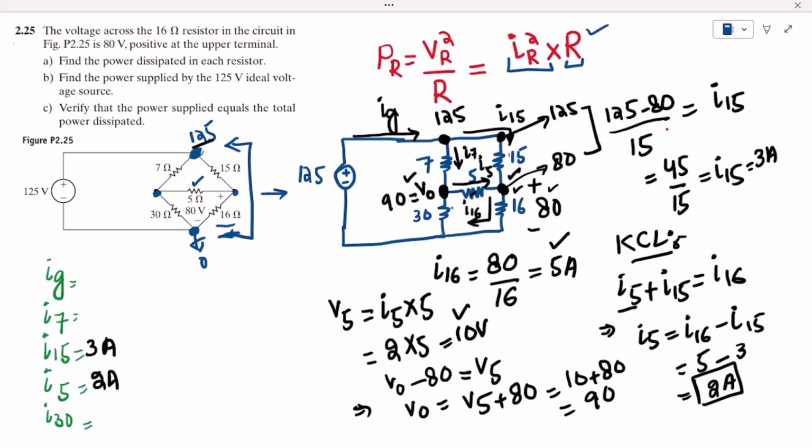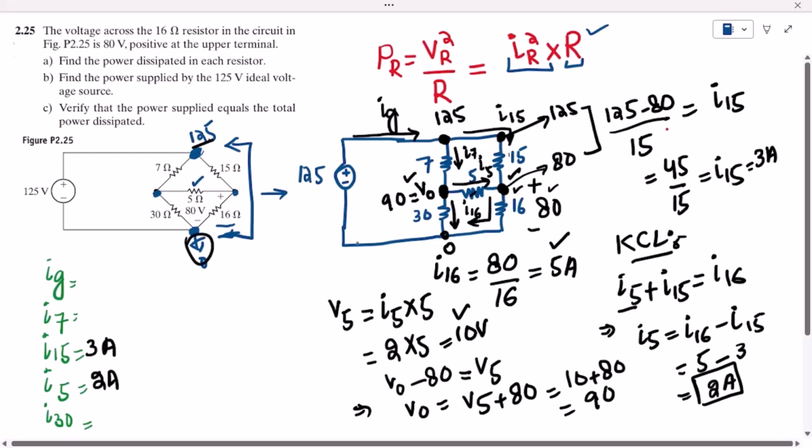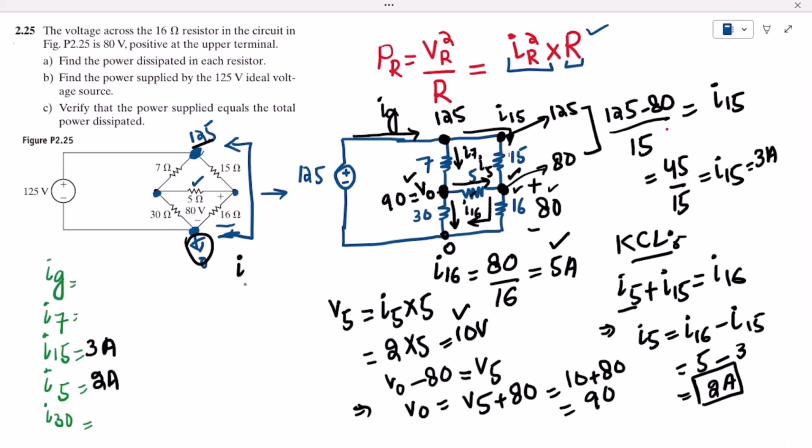Now from it we can find out the current I30 as well, because this voltage is known, which is 90. So potential difference divided by the resistance will be I30. The potential difference is V0 minus 0 divided by 30. So V0 is 90 divided by 30, so that is 3 amps. So the value of I30 is 3 amperes. This current is also known.